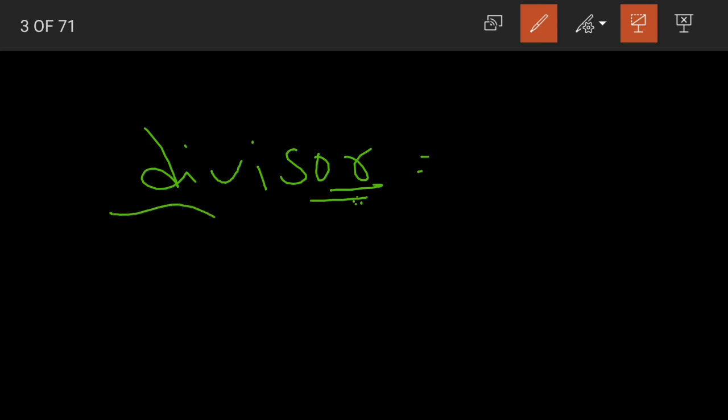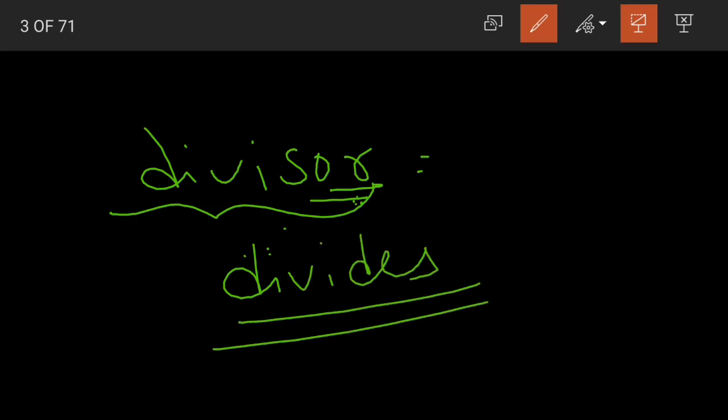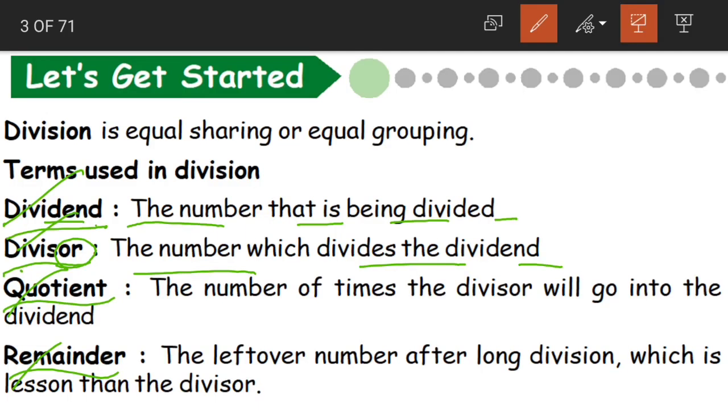In the same way, here we are having divisor. So here we have the "or" term. That means this number, the divisor, is what divides. Divisor is the number that divides another number. Okay children, whenever divisor comes up, try to compare it with teacher or doctor. A teacher is someone who teaches. A doctor is someone who treats. In the same way, a divisor is the number that divides another number.